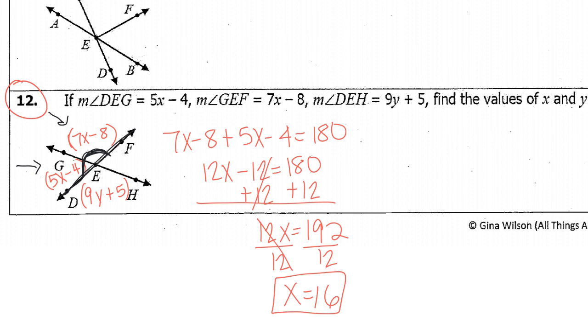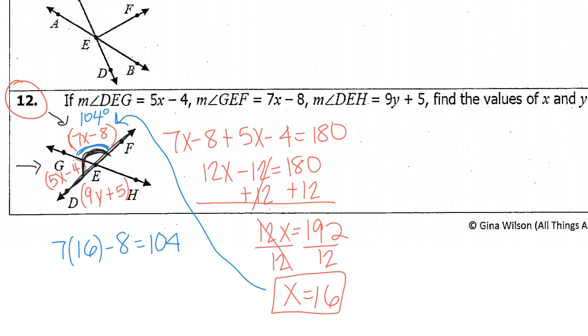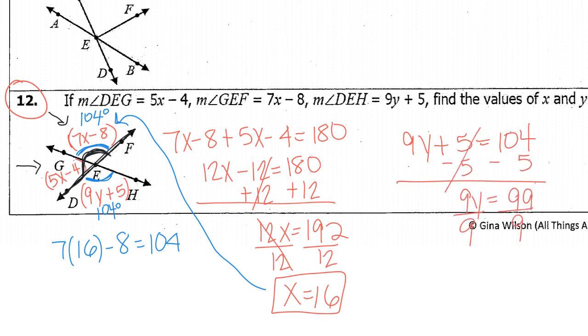Now that we know that x is 16, we can go back and plug it in. I'm going to go ahead and plug it into 7x minus 8. So we get 104 degrees. Therefore, this angle is equal to that one, and so that has to be 104 too. So to solve for y, we can do 9y plus 5 equals 104 degrees. And so we get y equals 11.